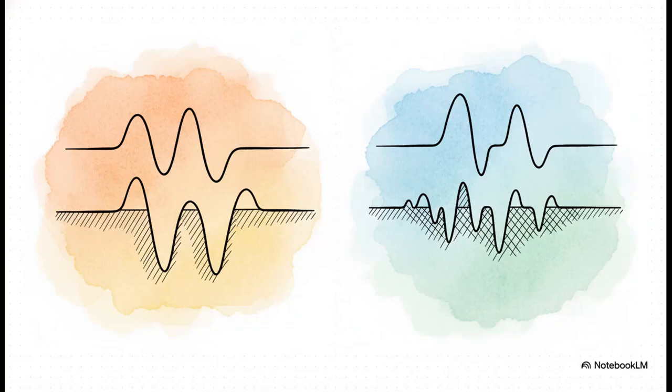We've all seen the letters AM and FM on our radio dials, but what do they actually mean? It's pretty simple, really. For AM, which is amplitude modulation, the audio makes the strength of the radio wave go up and down. For FM, or frequency modulation, the audio makes the speed or the frequency of the wave change.